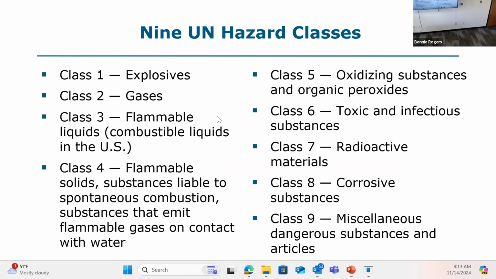So we look at our classes. Class 1, explosives. 2 is gas. 3 is flammable or combustible liquids. 4 is flammable solids, then we've got the spontaneously combustible or dangerous when wet. Then class 5 is oxidizers. 6, toxic and infectious substances. 7 is radioactive. 8 is corrosive. And then 9 is miscellaneous, like we couldn't classify them elsewhere.